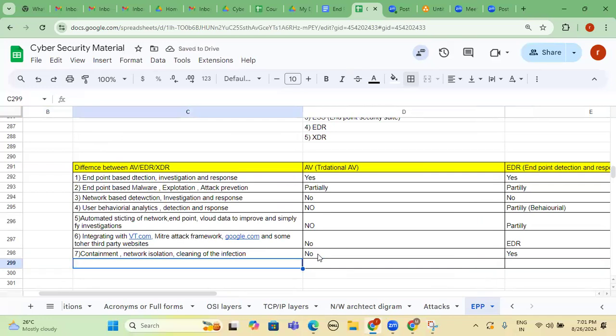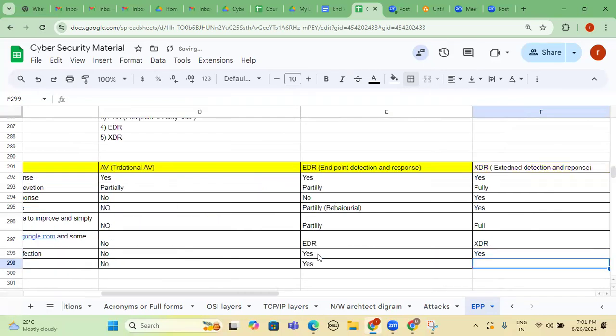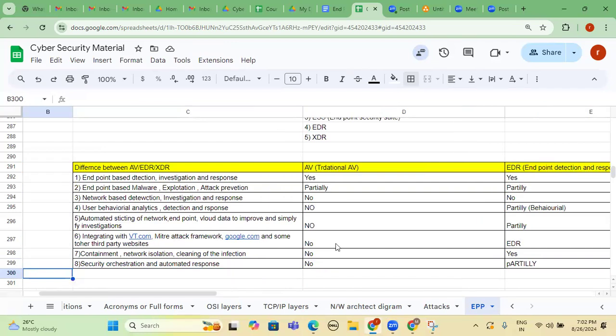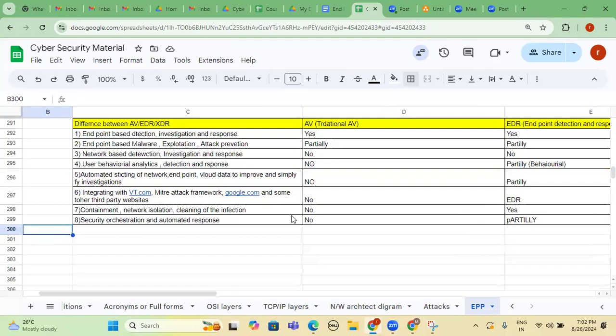So next one, security orchestration and automated response. Antivirus: no. EDR: here partially only. XDR: here fully. First of all, EDR will not do orchestration. Based on the behavior and based on signature only, it can identify and block, but not based on fully planning the respective malware infection, doing the process improvement, and also automated response.